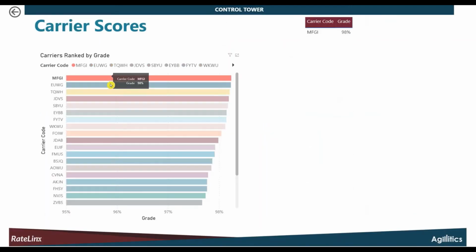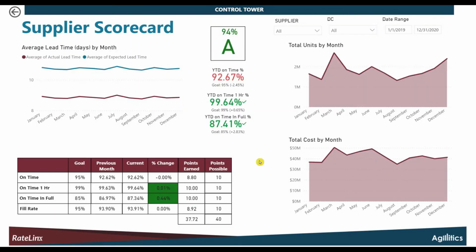The supplier scorecard is similar to the carrier scorecard with the function to compare on time in full, and more KPIs, all spliced by the supplier and DC. This visualization shows sales units, total costs, and lead time aggregated by month. It shows the target goal and percent differences as well as month-over-month improvement for each KPI.